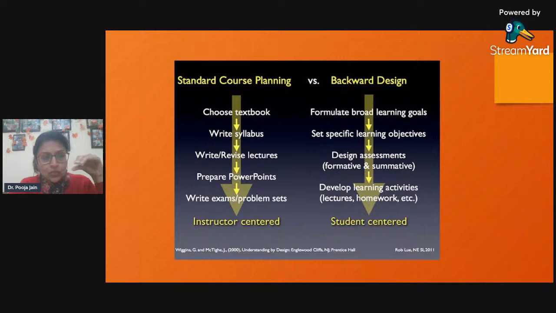Another thing, just to make it a little clearer: in the traditional model we have the textbook, then the syllabus, then the lectures, then whatever resources, and then the exams, which is instructor centered, like I said earlier. In this case, first we have the intentions, the objectives, and the goals. Then we design assessments, largely formative assessments and then summative assessments. I'm not going to go into detail between formative and summative assessments because that is a whole different concept altogether.